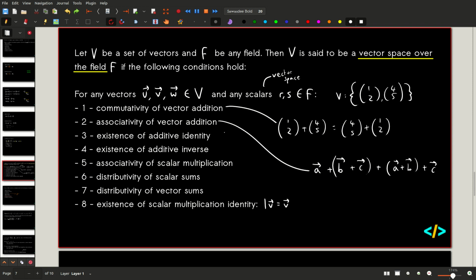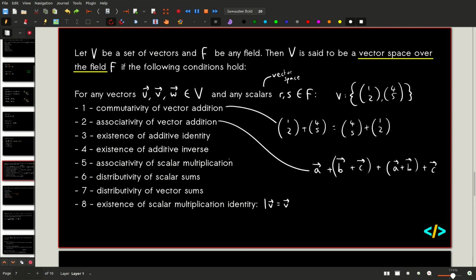Okay, so existence of additive identity just tells us there exists some vector, so this might be 0, 0, for example. If we add any vector to this, it will just result in that same vector. It doesn't actually change the vector. So this would be a neutral element, this 0, 0 vector. Additive inverse just tells us that there exists some other vector in the vector space which results in a 0 vector. Okay, so this is where it starts to get slightly different to just field definitions.